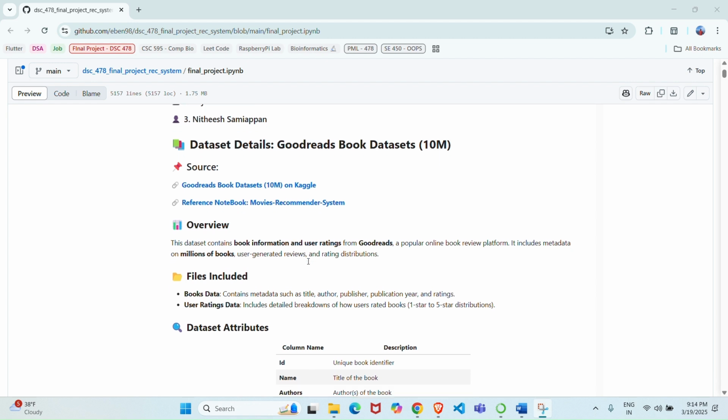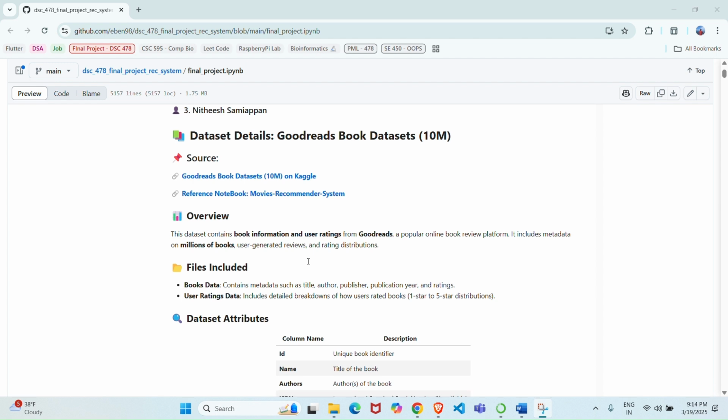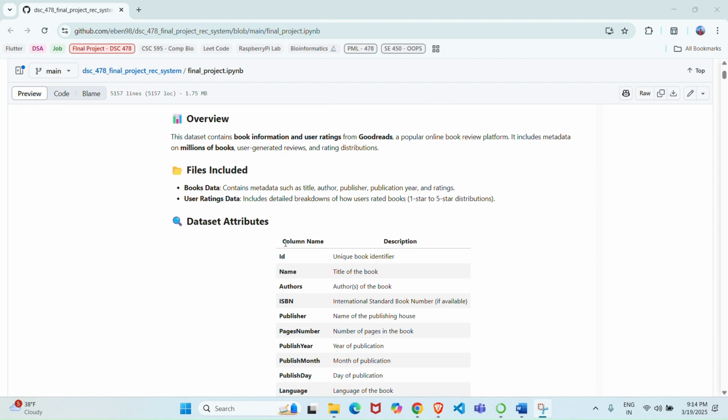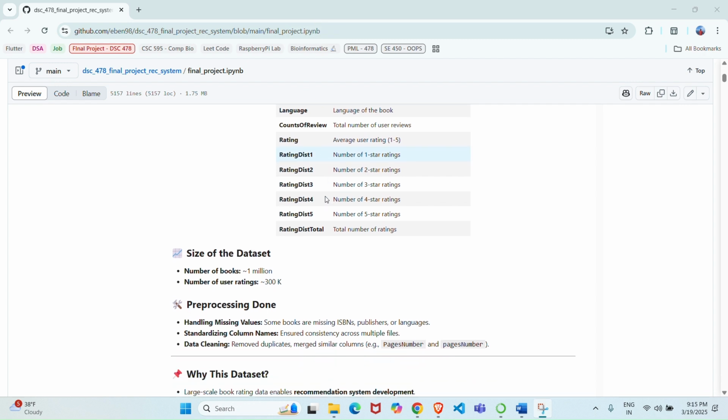We use a total of two datasets, user rating and books features, in which user rating has books, user ID and rating, whereas books features have attributes like title, author, publisher, average rating, number of reviews and language. The books dataset has a total of 1 million rows and the user rating has 300k reviews. We have done pre-processing like handling missing values, standardizing column names and data cleaning.